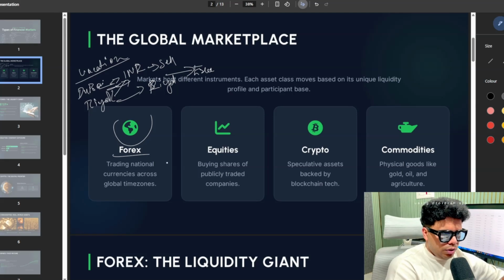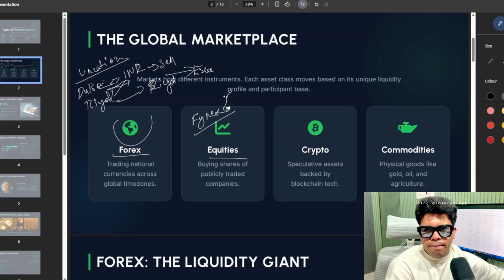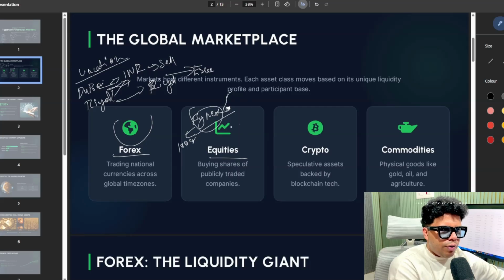Okay, the next one is equities. So what is equity? You are going to be a co-partner in a company. For example, there's a company called Fynex, just an example. If you want to be a partner of this company and you have a small capital, and you believe that this company is going to make a big impact in the coming years, for the next 5 years, 10 years, something like that. If this company's value is around, just an example, 100 crore, and you have just 10,000 rupees, you can invest in this company in equities and you can be a shareholder.